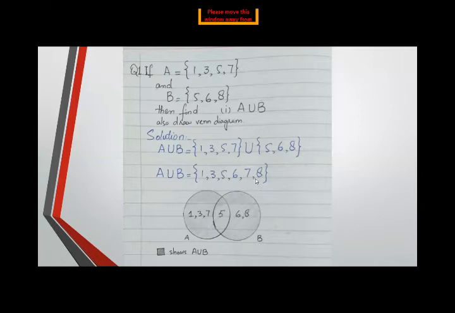So as you can see, students, please be attentive and listen carefully. These sets are overlapping sets. Why are they overlapping sets? Because some elements are common in both sets and some elements are different from each other. So such a kind of set is an overlapping set.